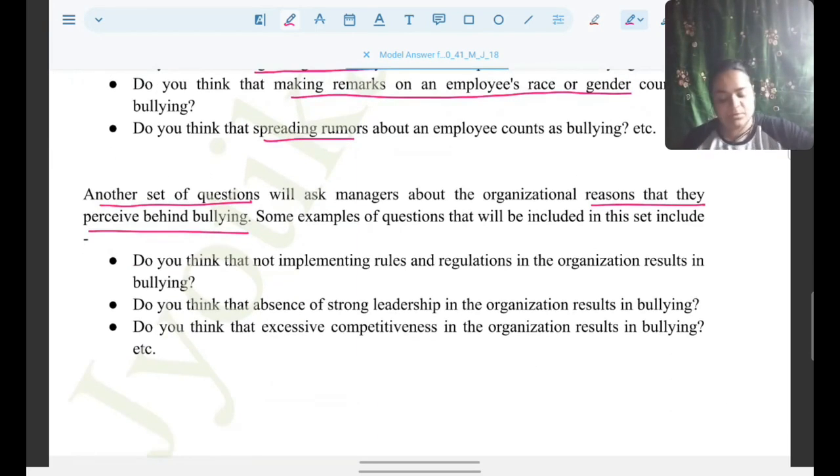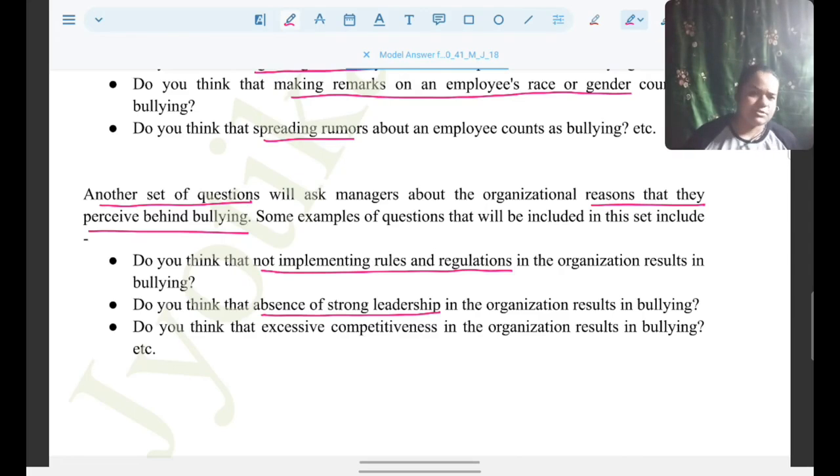Firstly, do you think not implementing rules and regulations in the organization results in bullying? When 𝗖𝗛𝗟𝗍𝗓 gave us the organizational reasons for bullying, he said this is one of the reasons, that rules and regulations aren't being implemented. So that is one of the questions I've included here. Next is, do you think absence of strong leadership in the organization results in bullying? Again, an organizational factor, lack of availability of good leadership. So I've formulated a question around that also.